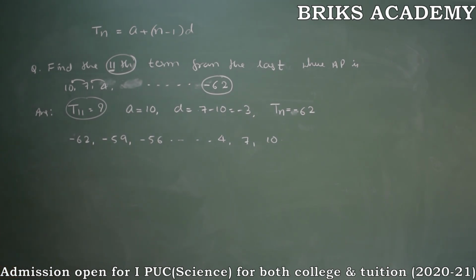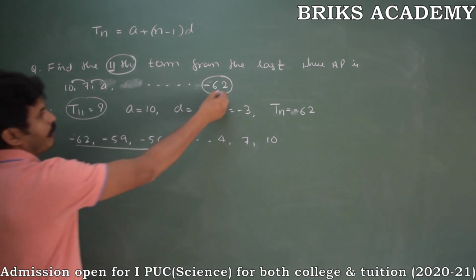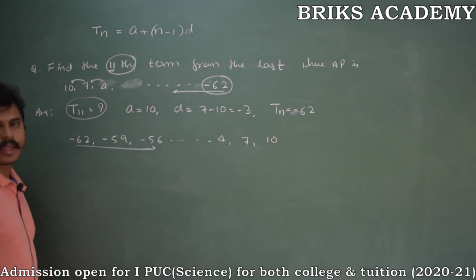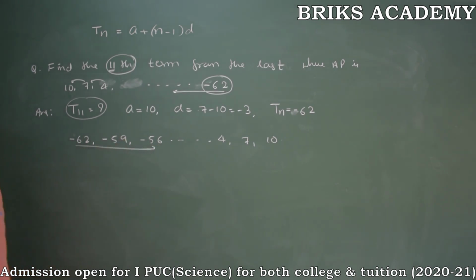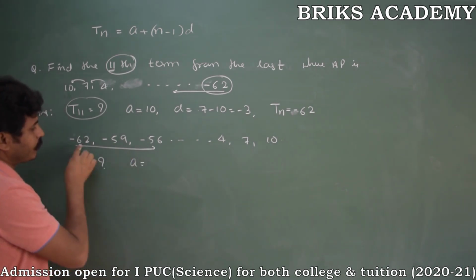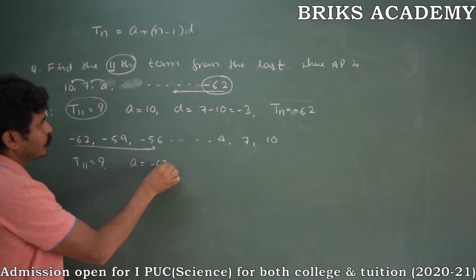Now, did that person ask you to find the 11th term from the beginning? He asked for the 11th term from here, right? I wrote the same AP this way. Now, is it the 11th term from the beginning? Is it the same formula you have now, but with a difference. What is that? They ask you to find the 11th term. What is a? What is your first term? Minus 62, not 10.